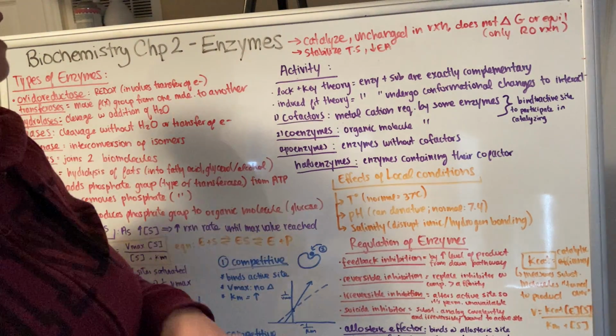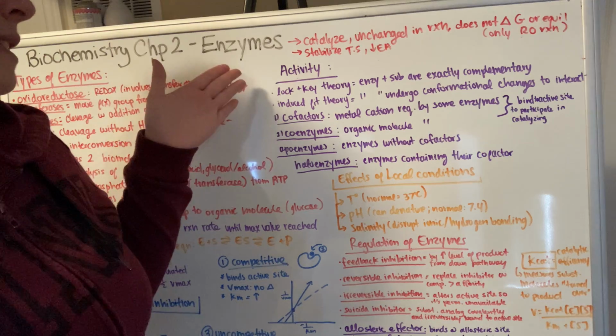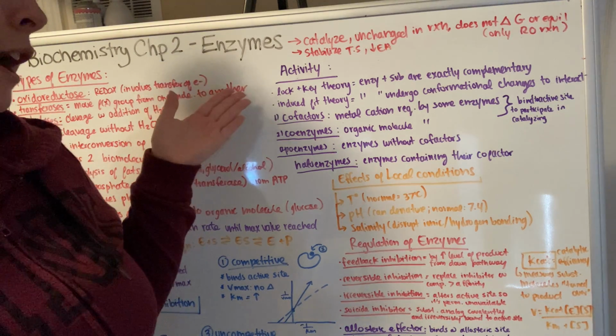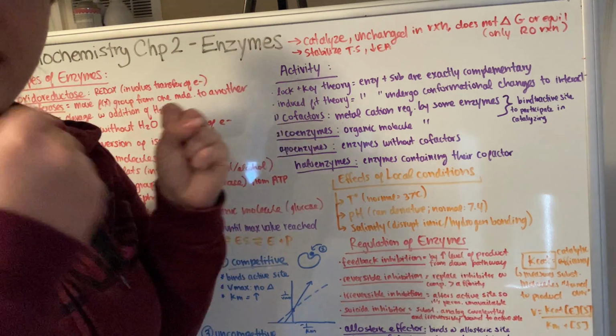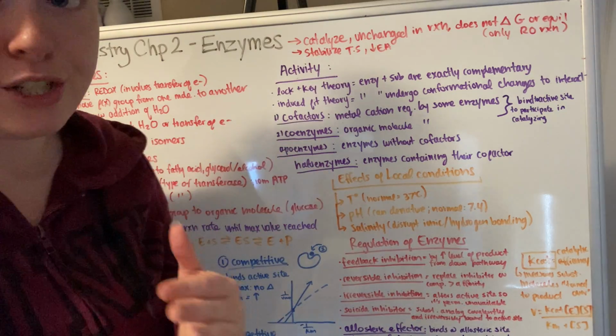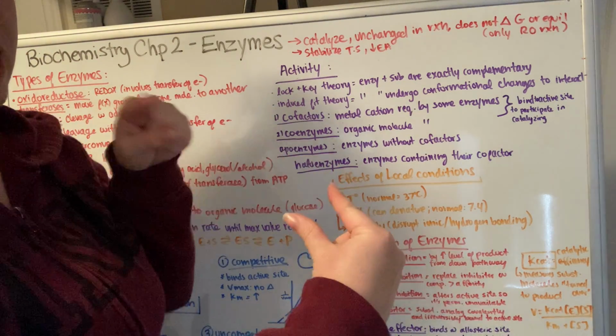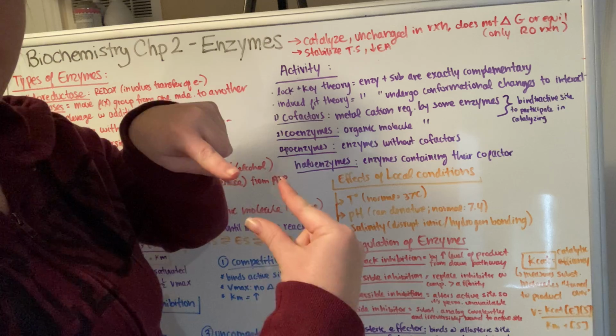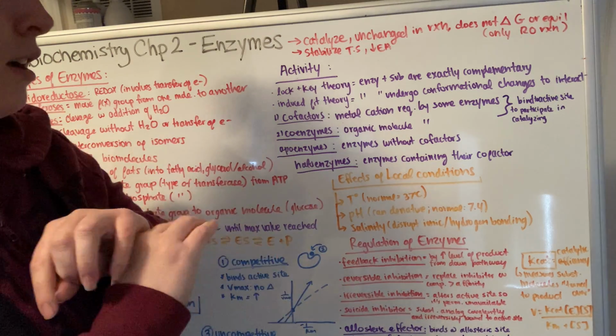So we have the activity of enzymes. We have the lock and key theory, and in this theory, the enzyme and the substrate are exactly complementary. Okay, so you have this and you have this, and they're exactly complementary. They fit directly with each other.